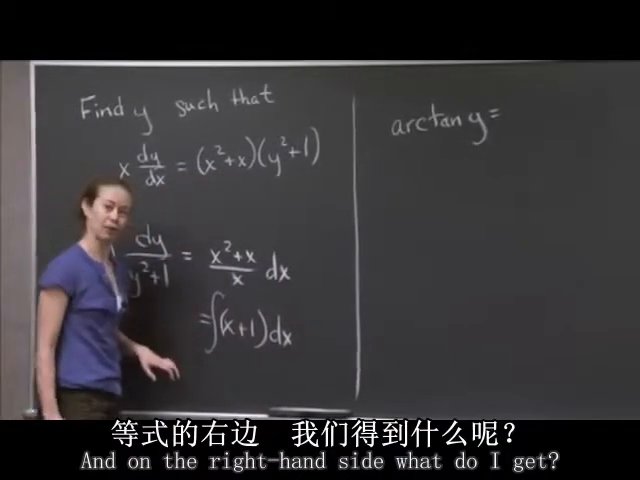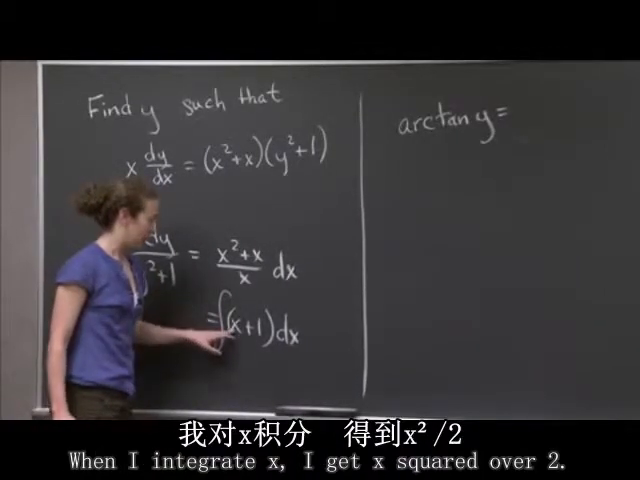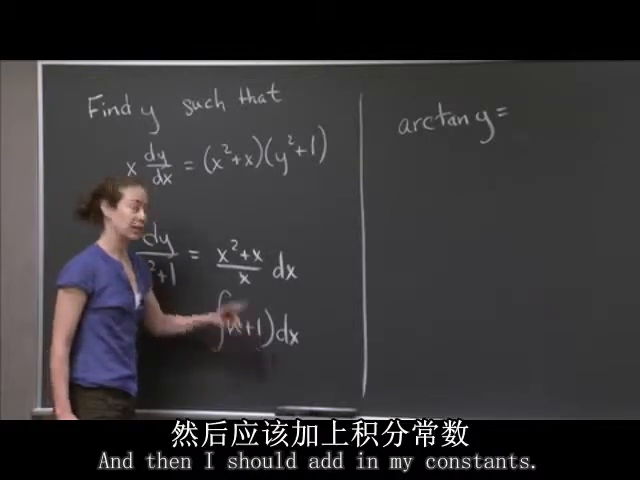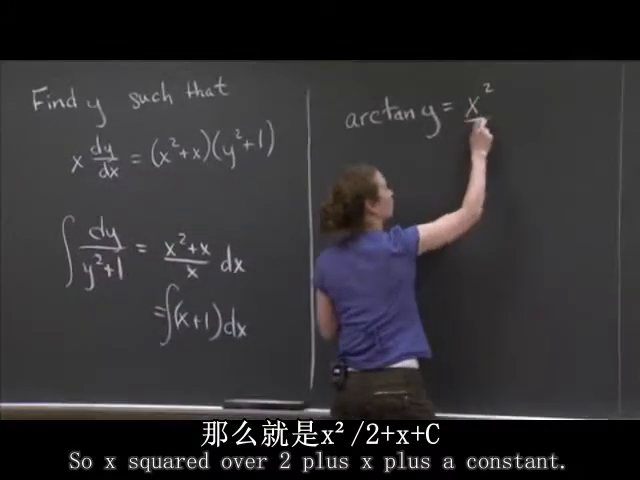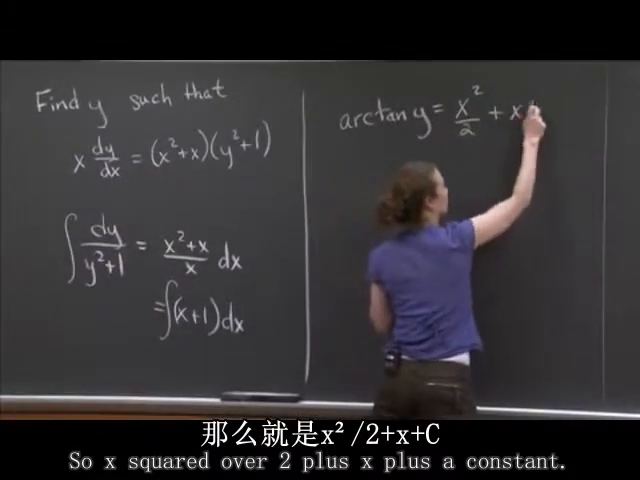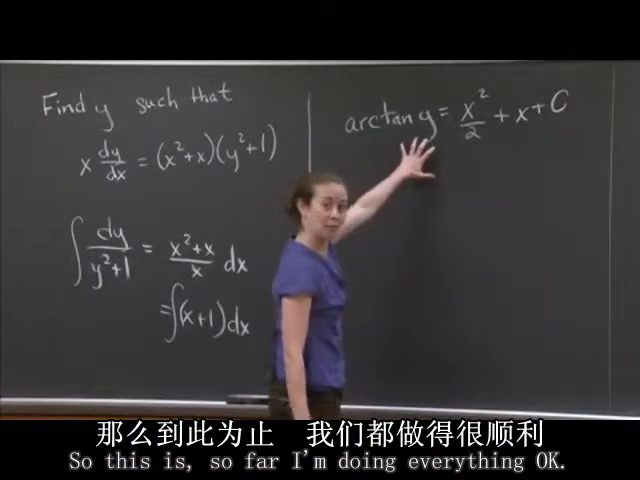And on the right-hand side, what do I get? Well, this is a nice, easy thing to integrate. And when I integrate x, I get x squared over 2. And here I just get an x, and then I should add in my constant. Right? So x squared over 2 plus x plus a constant. So far, I'm doing everything OK.